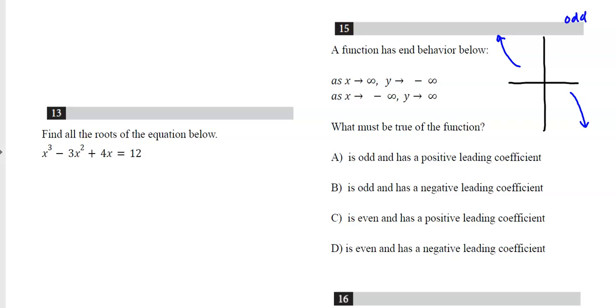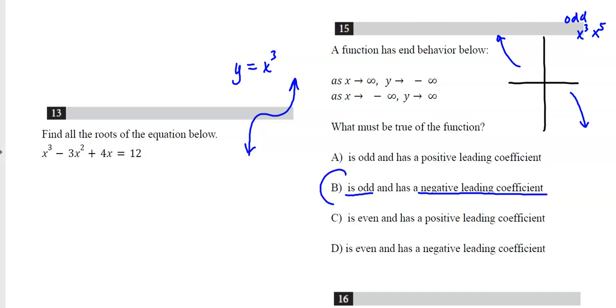All right? I know that it goes in opposite directions when you are an odd function, something like x to the third, x to the fifth. But with y equals x to the third, that one starts low and finishes high. Well, this is inverted from that. So there's got to be a negative coefficient in front. So this function is odd, but it's got a negative lead. So the correct answer here is going to be B.